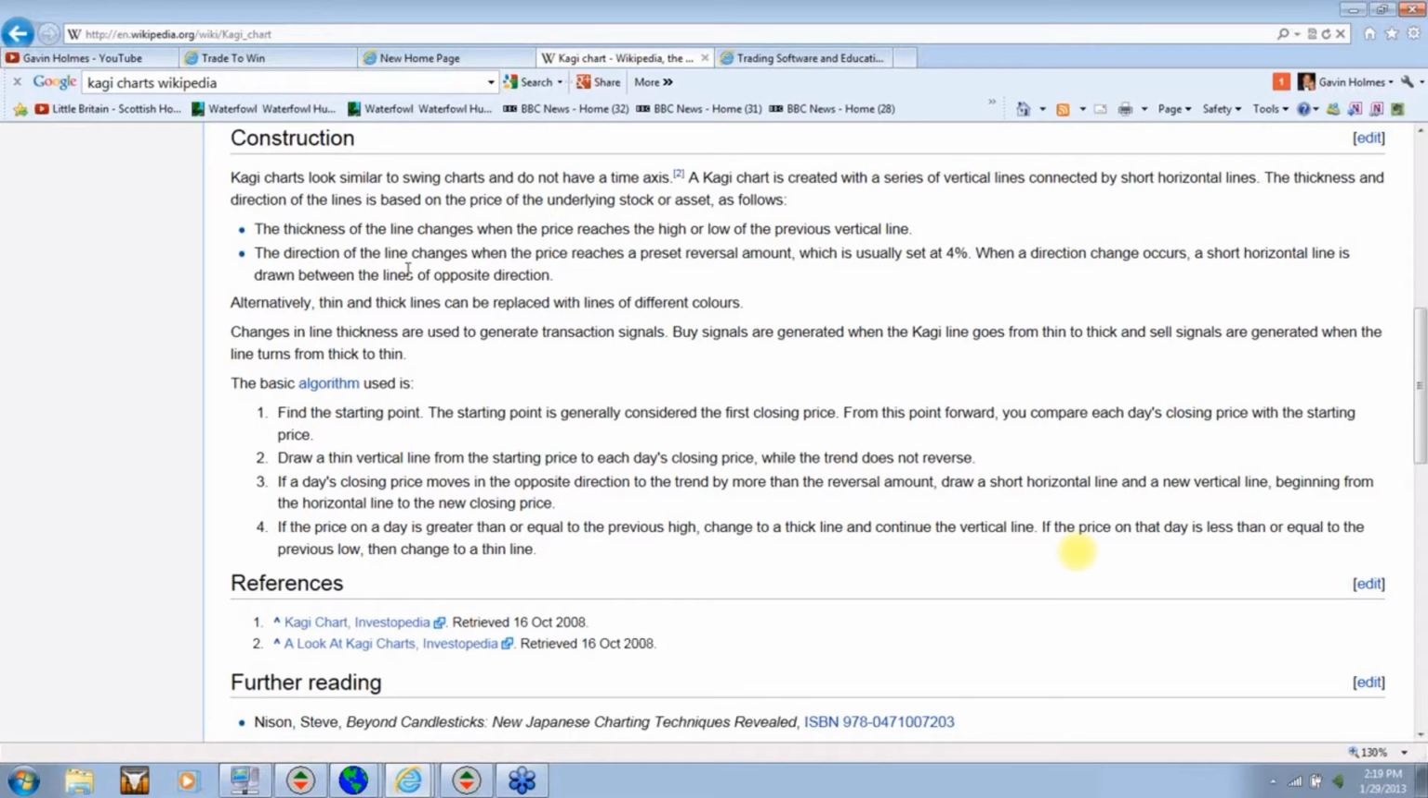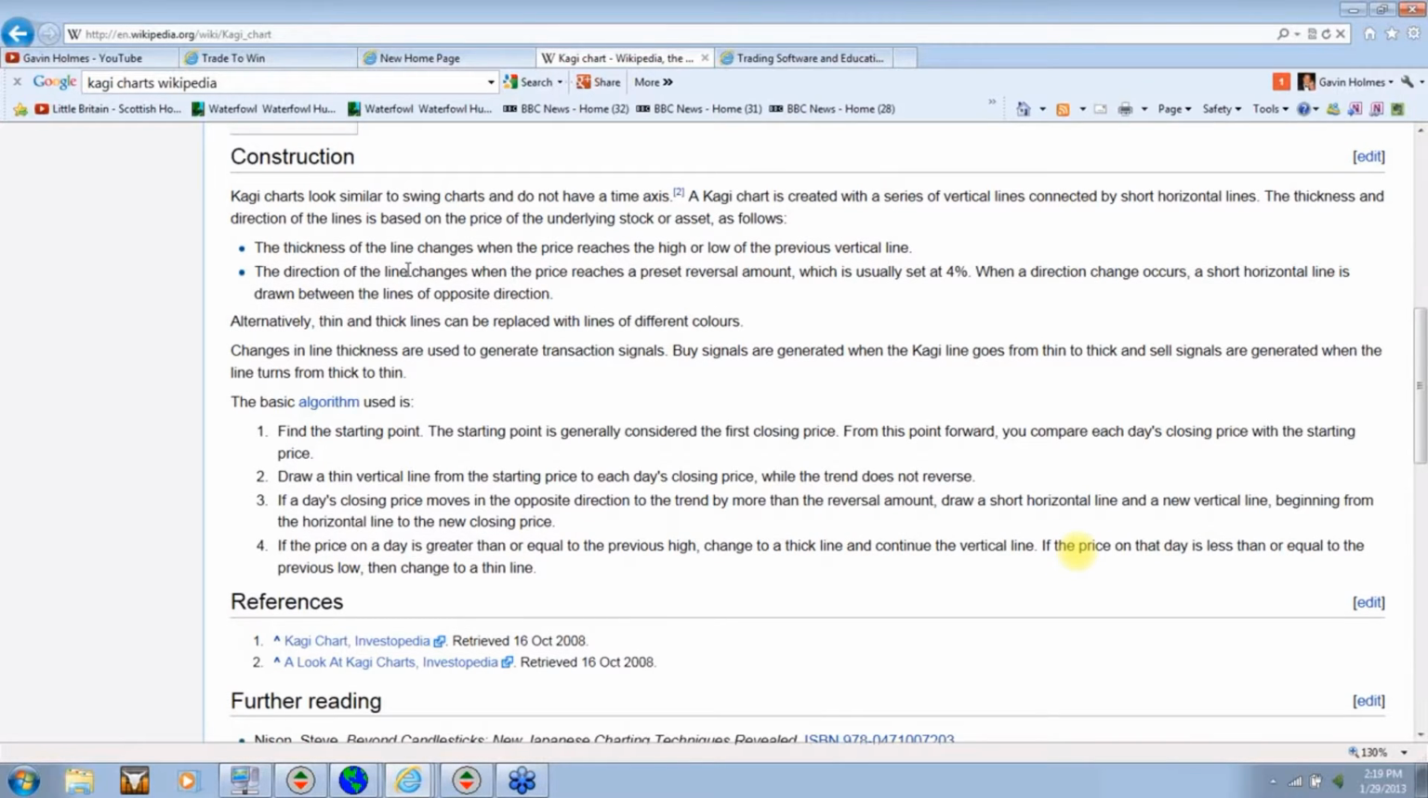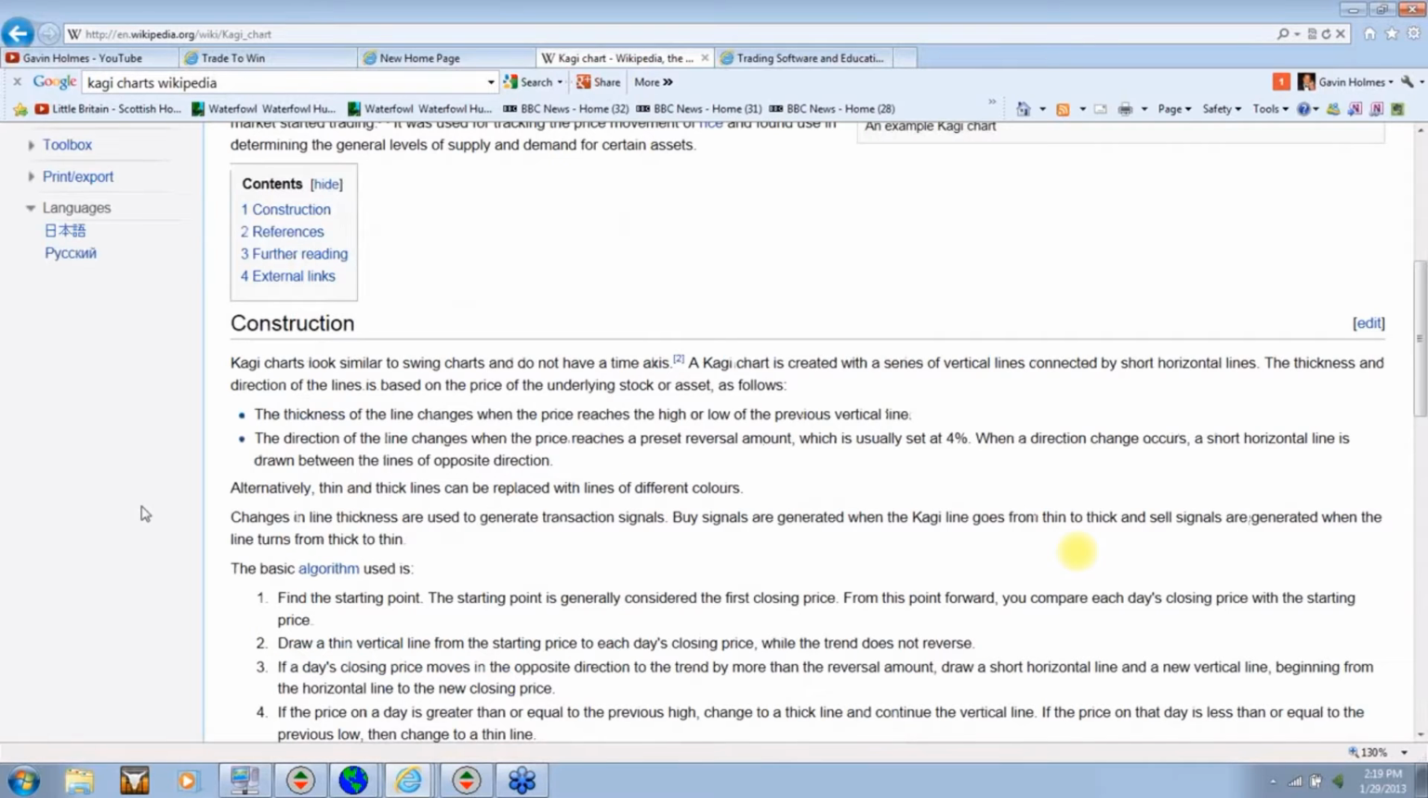If the price on a day is greater than or equal to the previous high, change to a thick line and continue the vertical line. If the price on that day is less than or equal to the previous low, then change it to a thin line. Now that may sound very, very confusing to some of you. Don't worry, okay, because we're going to show you it in simple terms.